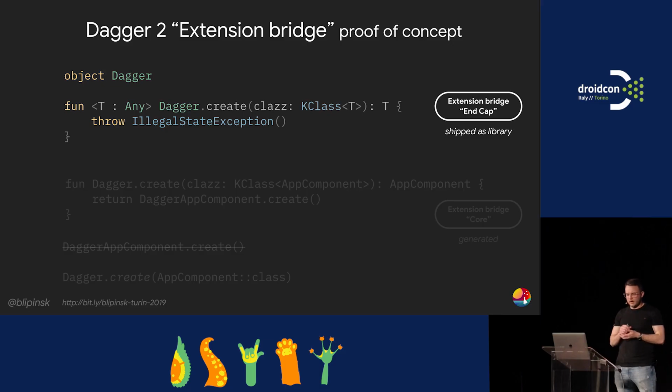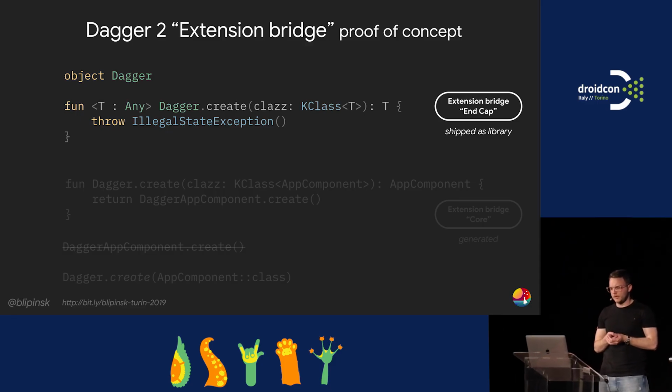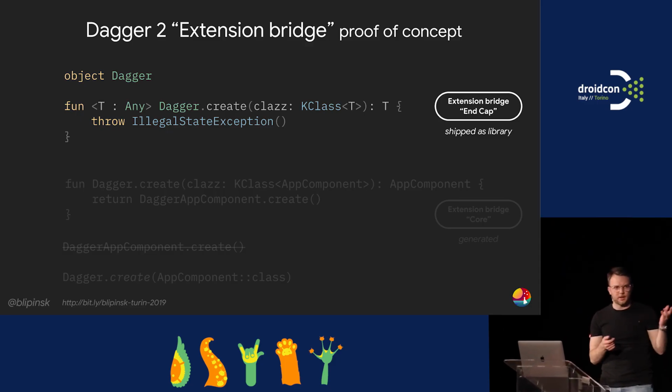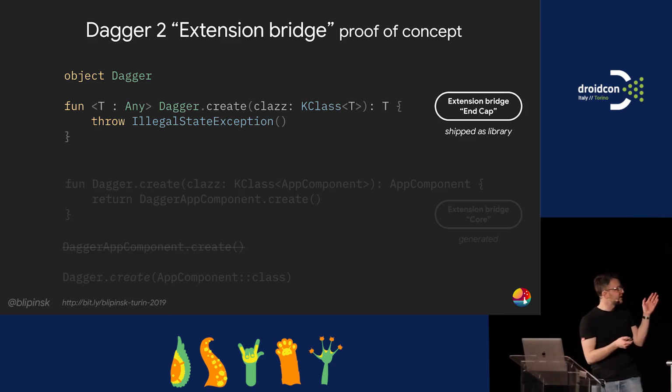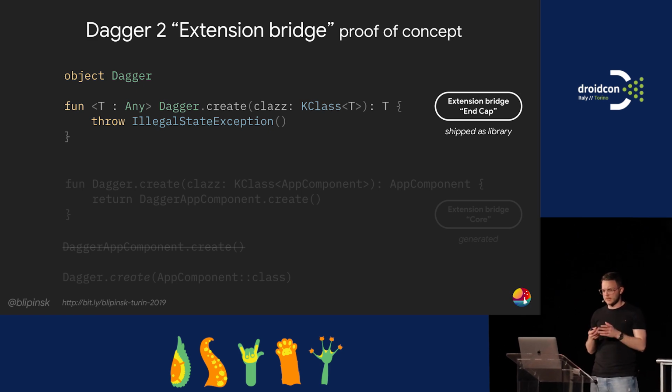And I've done exactly the same thing for Dagger too. I've created an artificial object declaration, Dagger, and a stub implementation of an extension function that pretends to be the real thing, but is just a bit more complex because it takes generics into account. The generics are being used here. And it just throws an exception, and you can call it right after you include this in your library.